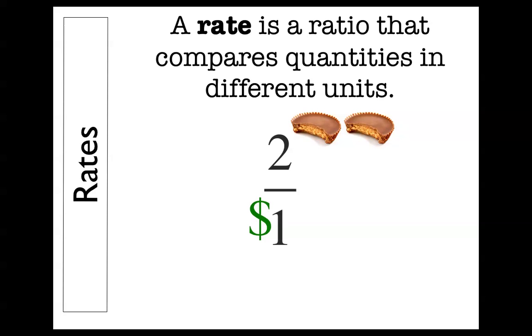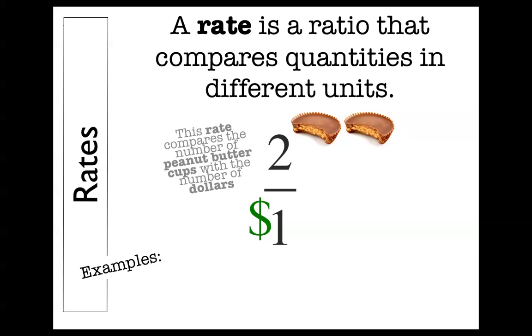So instead of just comparing voters to voters or people at a party to other people at a party, now we're comparing peanut butter cups to dollars. We're comparing two different things. And that's what we call a rate. Okay? So, some other examples of rates would be if you are at a party and there was 20 people and you had 5 pizzas for 20 people. That's a rate. That's a pizza per person rate or a person per pizza rate because you're comparing two different things, pizzas and people.